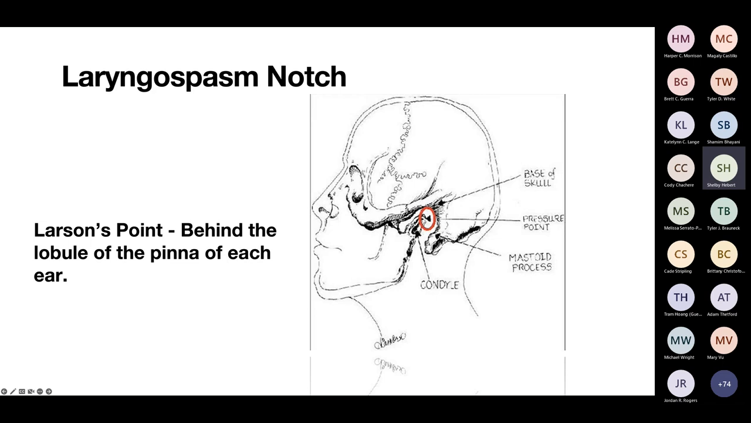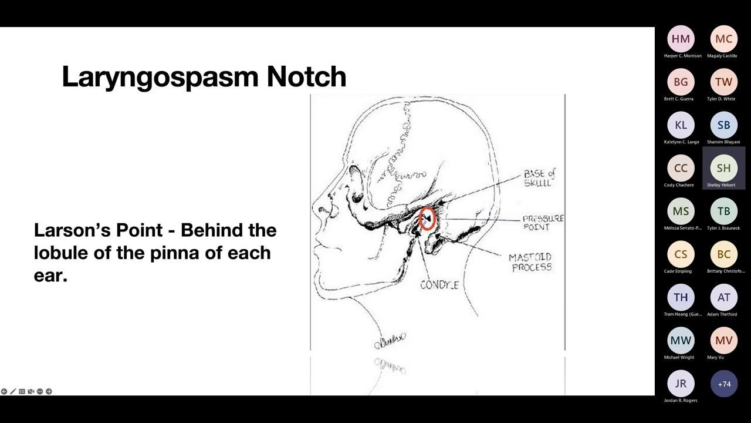So if you kind of follow your mandible up to where it meets the base of the skull, you'll see where kind of your temporal bone comes down there, and you can feel there's a little tip there. That's known as Larson's point. And you may be able to use that as a means of stimulating the patient to break that laryngospasm. And all you're going to do is apply kind of gentle upward pressure there, and you'll find that it's enough to go ahead and break that spasm.